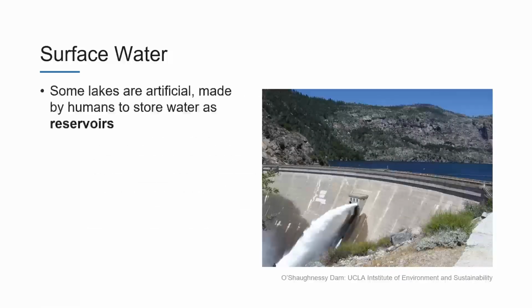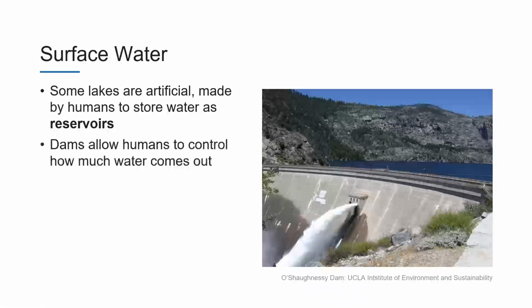Some lakes are artificial and were made by humans to store water as reservoirs. So dams allow humans to control how much water comes out. And this is a picture of Hetch Hetchy Reservoir in Yosemite, which is where San Francisco and much of the eastern side of the peninsula gets its water from. It's piped all the way out to the Bay Area. And this is completely artificial.